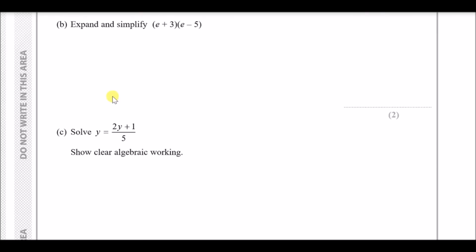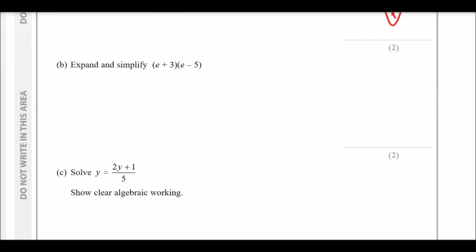Next one, B. Expand and simplify (e plus 3)(e minus 5). Now this is just easy, yeah? All you have to do is literally just multiply term by term, yeah? So like this. It's always good to draw these arrows, by the way, yeah? So you have 3 times e and 3 times 5.